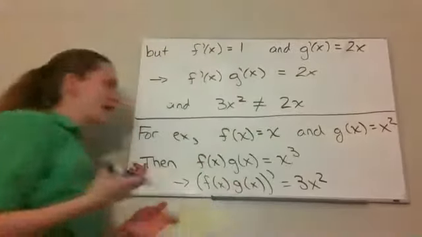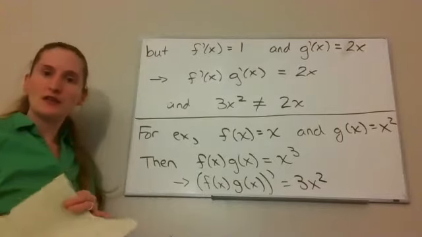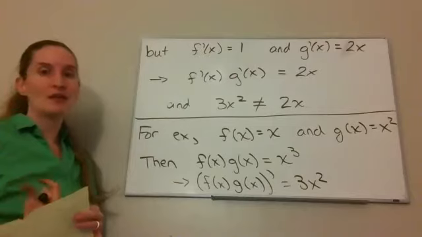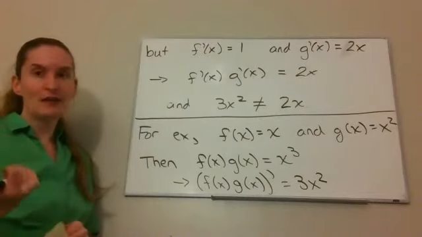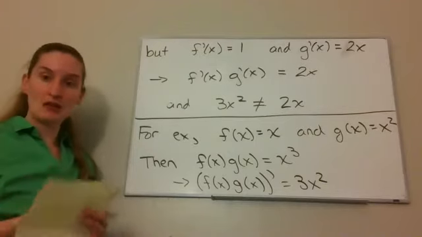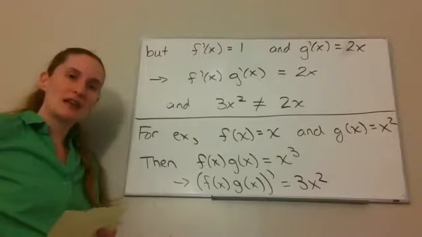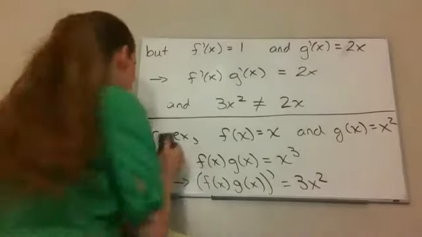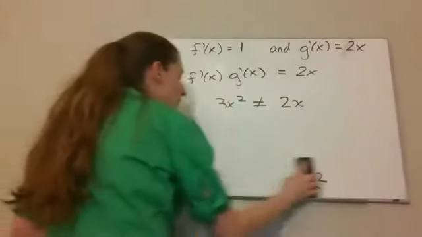So this is sort of bad news. This just means that we are unable to find the derivative of a product by taking the derivative of each piece individually and then multiplying the results. However, there is a nice product rule that we can use to find the derivative of a product. It's a little more complicated than just multiplying the derivatives together, but it's still not too bad. So let's learn our product rule.